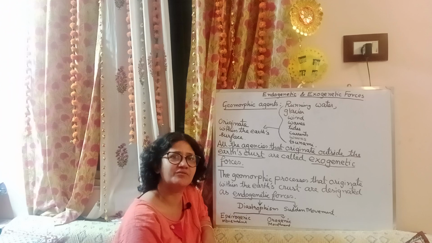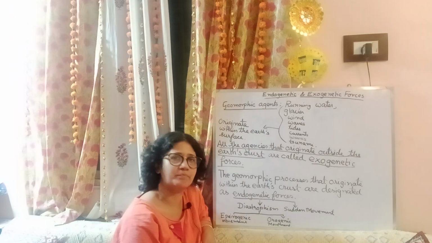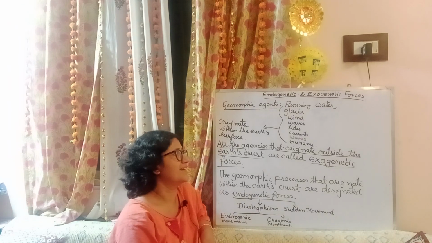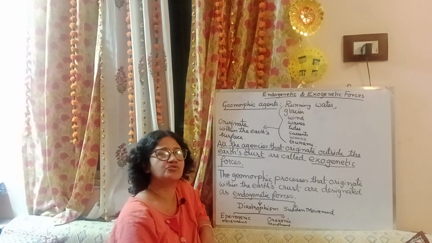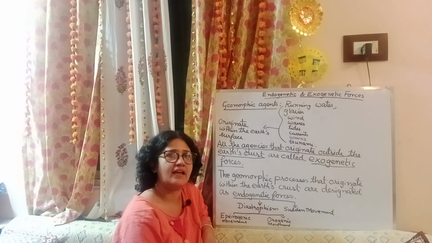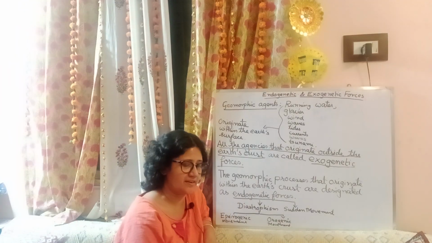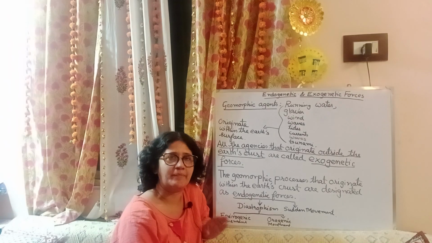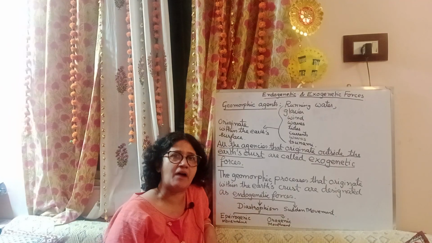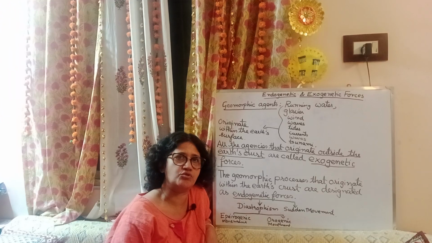So today we will start with a new topic which is known as the factors controlling the surface of the earth. In these factors, the two most important factors are the endogenetic and the exogenetic factors. Coming into the details, we all see mountains, plains, plateaus, rivers, oceans on the surface of the earth.